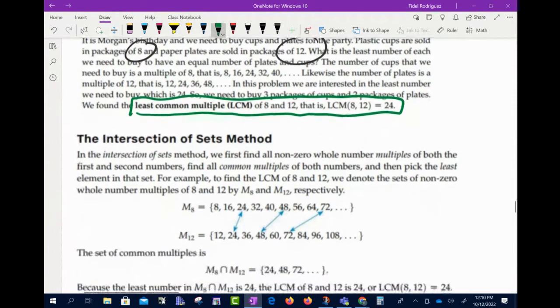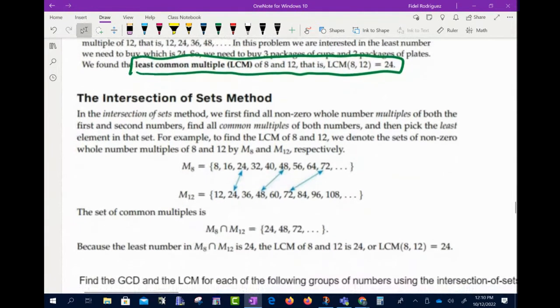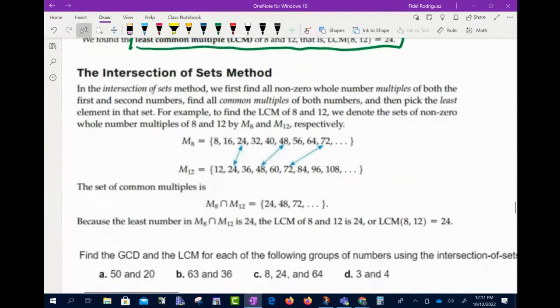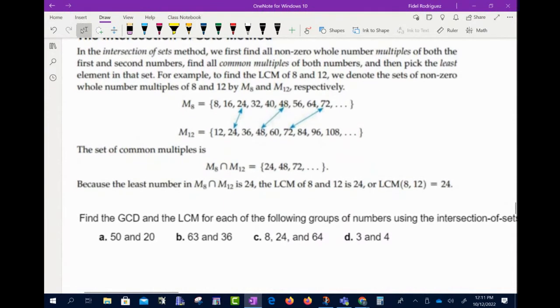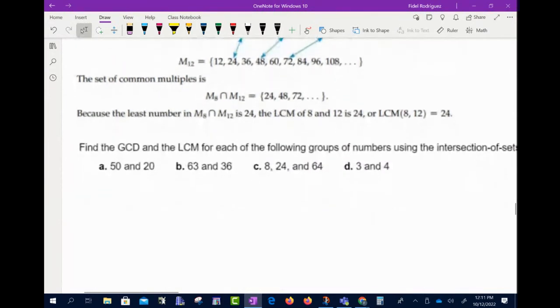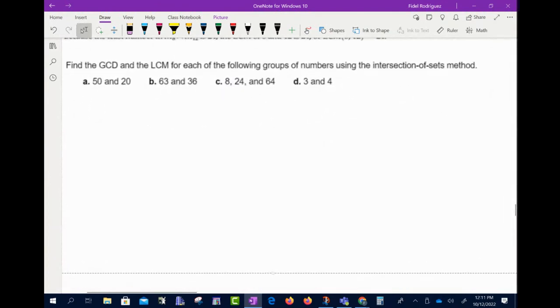There's also an intersection of sets method that they have here, where they look at the multiples of 8 and the multiples of 12, and then ask what's the smallest one there. I'm going to show you a couple of ideas here. We're going to find the greatest common divisor and the least common multiple for each of these following groups using the intersection of sets method.